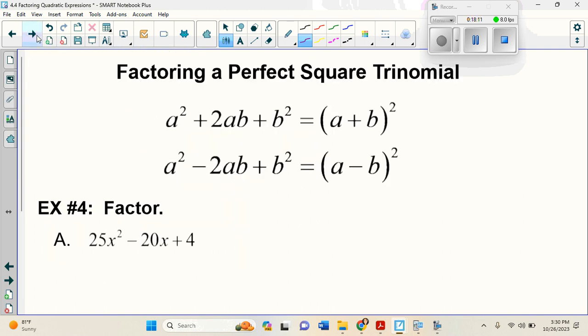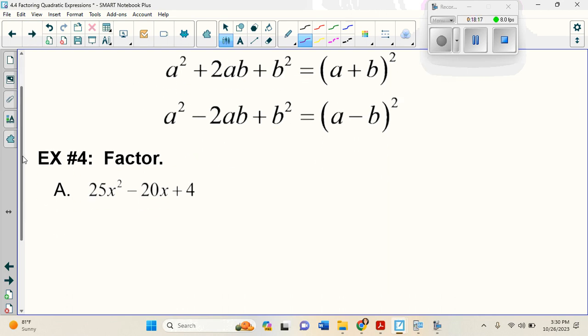Factoring a perfect square trinomial. Sometimes it's really hard to tell if something's a perfect square trinomial until you factor it out. But if you notice that this is a perfect square, like 25 is 5 times 5, and this is a perfect square, 2 times 2, this might be the case. So if I take the square root of the first guy, 25x squared, I get 5x. And take the square root of 4, I get 2.